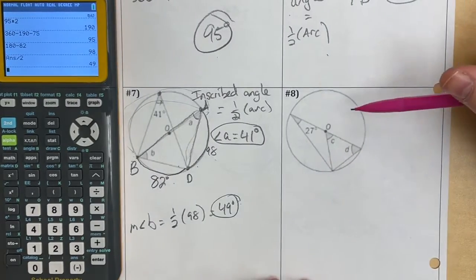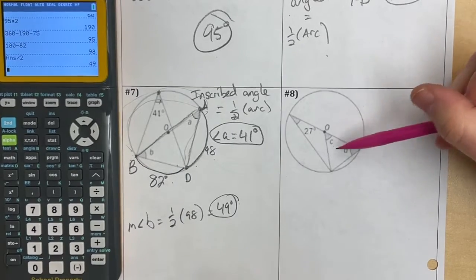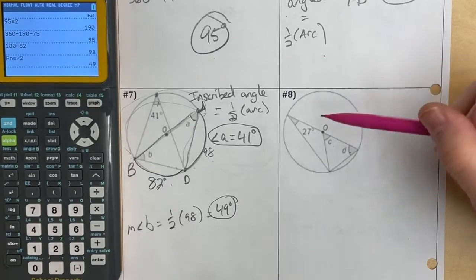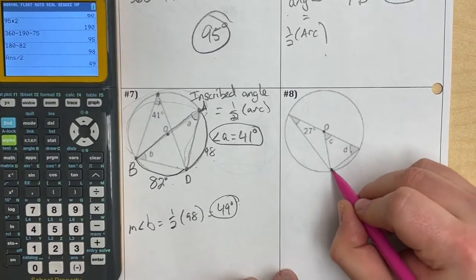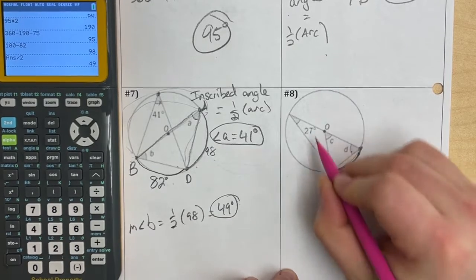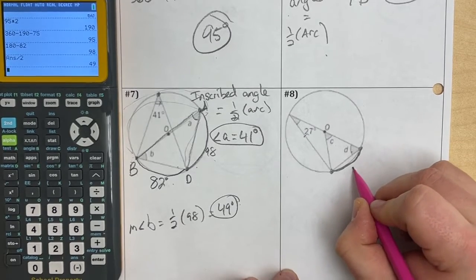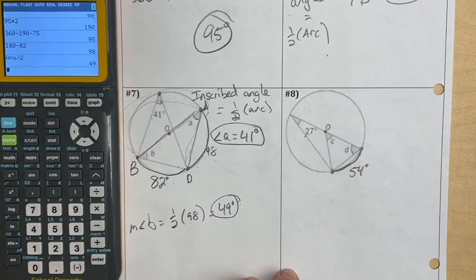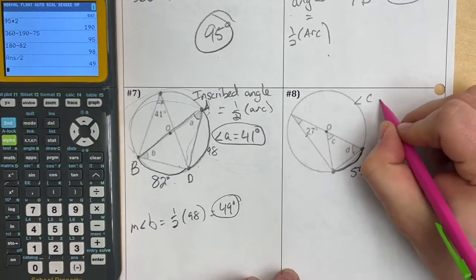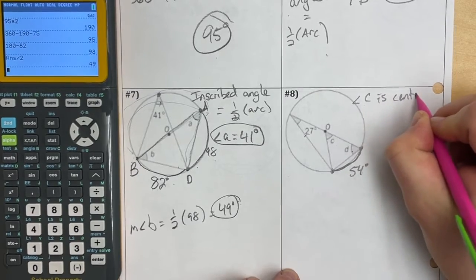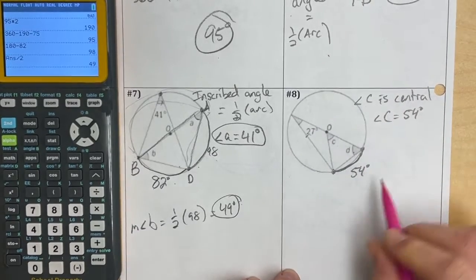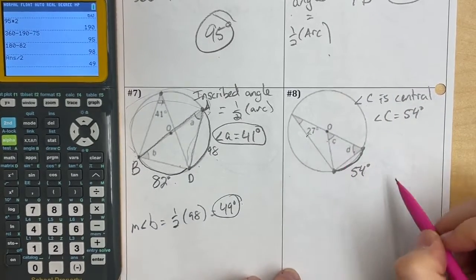So now we can say for number 8, the last one, looking for angle C and angle D. And so what can we use from that? Well, we have this inscribed angle again. So if we have this point and this point, we can say that this arc right here is going to be twice that inscribed angle. So this is going to be 54 degrees. Then we know that angle C is a central angle. So that means that angle C is equal to 54 degrees, since we know it's equal to the arc. And so this is 54 degrees.